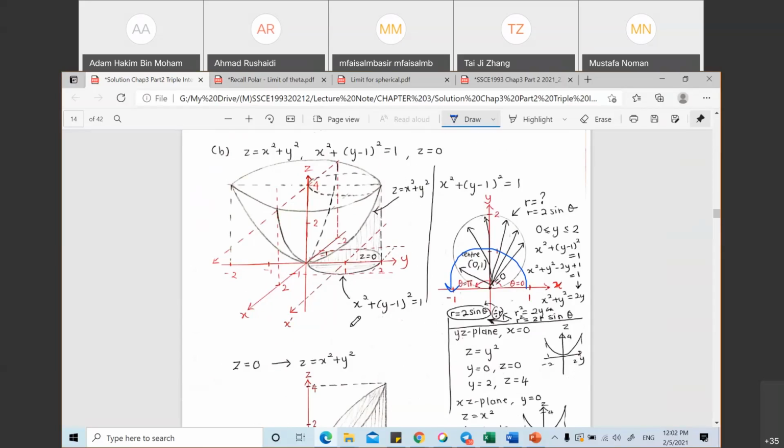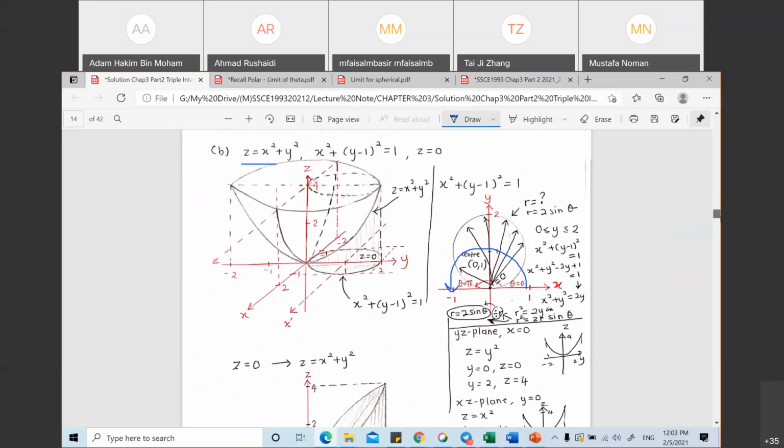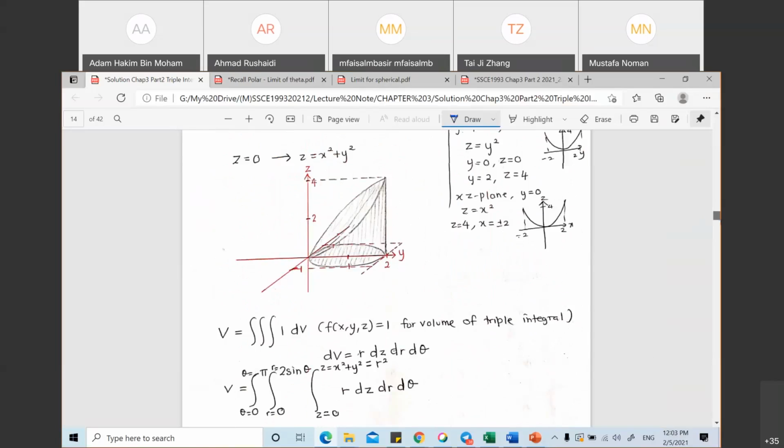For this paraboloid, we don't have any radius, so it should have none. But luckily we have this, which means the paraboloid can follow the radius of the circle or cylinder. That's why we cut this. Okay, can?